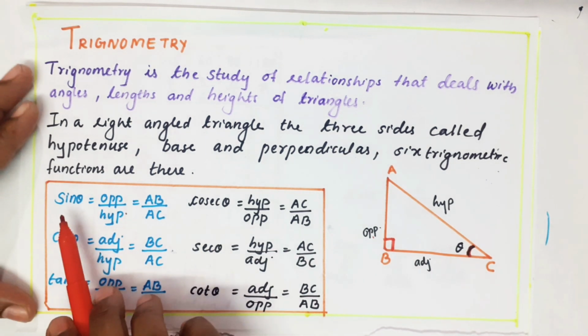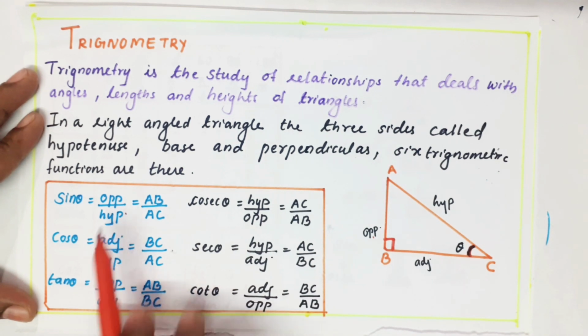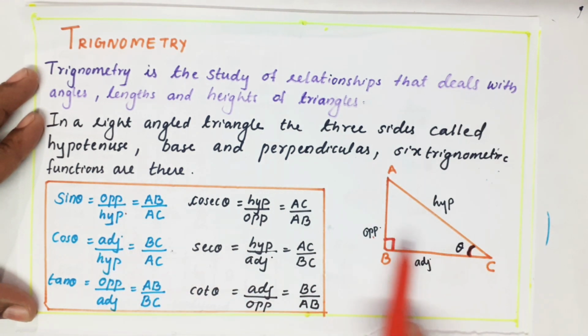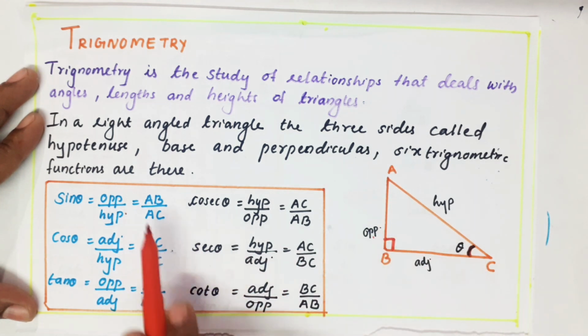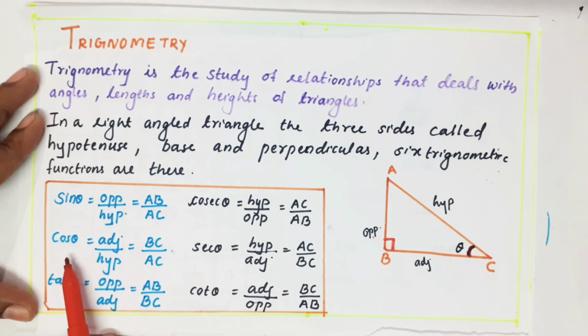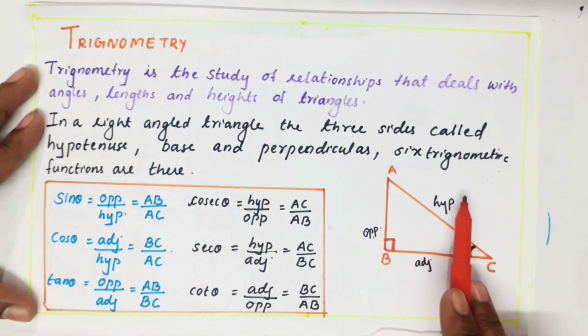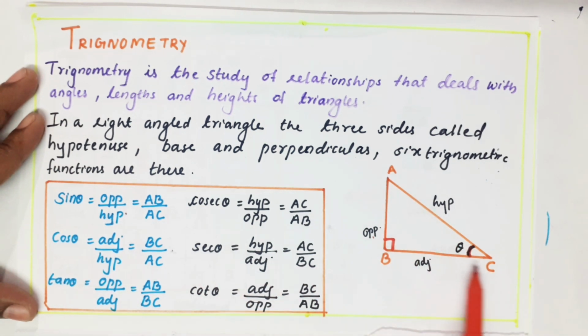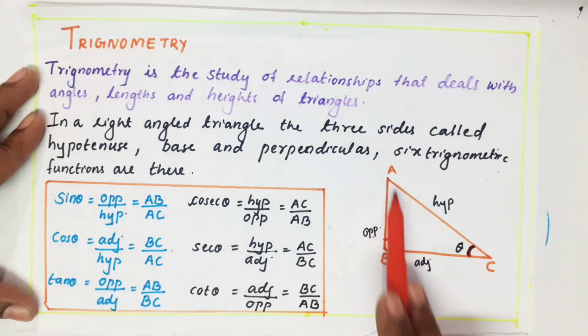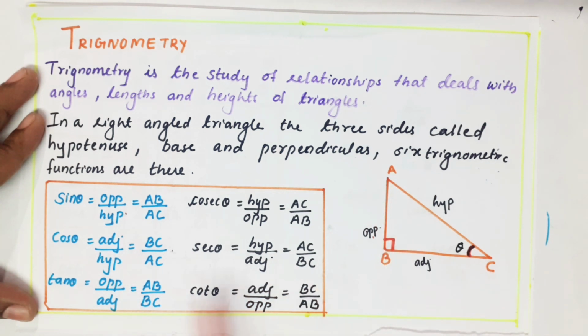So sine theta is nothing but opposite side by hypotenuse. Opposite side is AB, hypotenuse is AC. So AB by AC. Next is cos theta, that is adjacent side by hypotenuse. What is the adjacent side? BC, hypotenuse AC. Tan theta, that is opposite side by adjacent side, AB by BC.